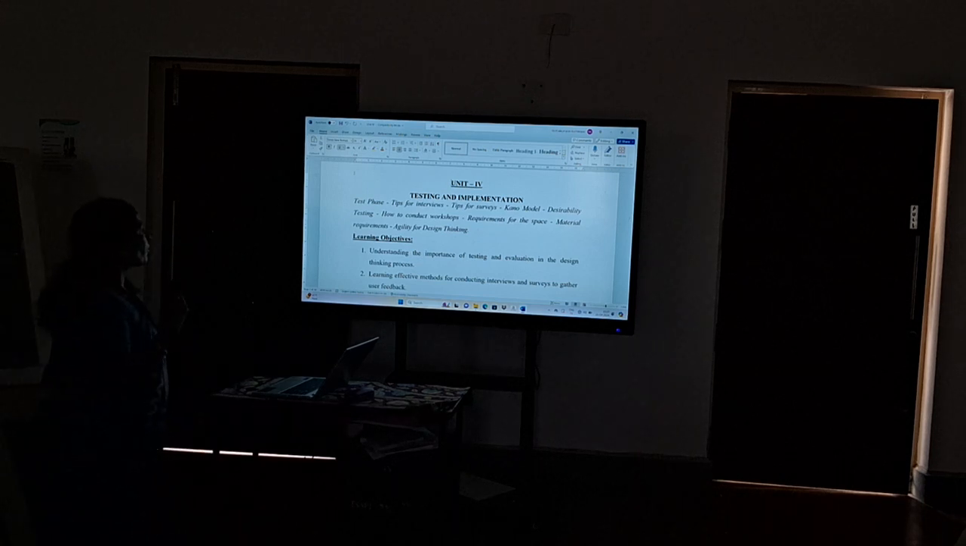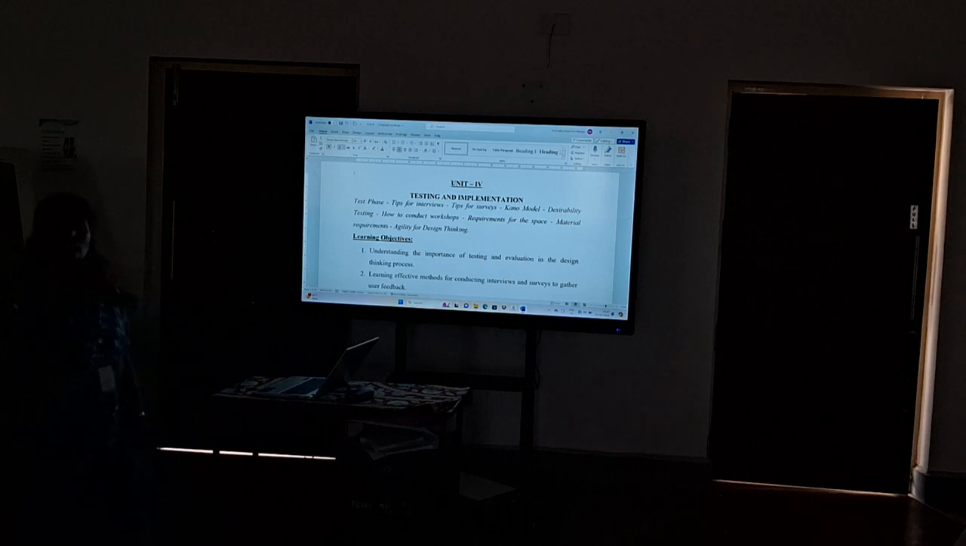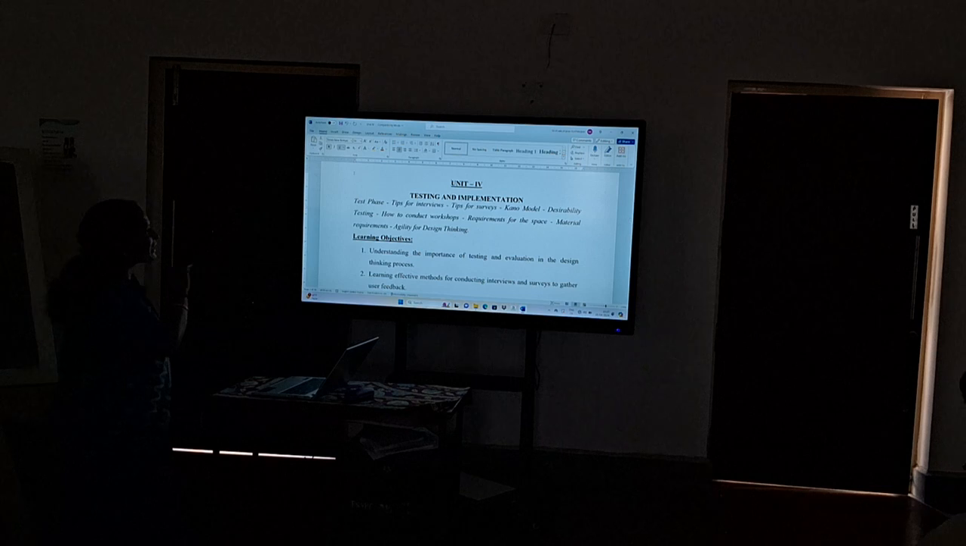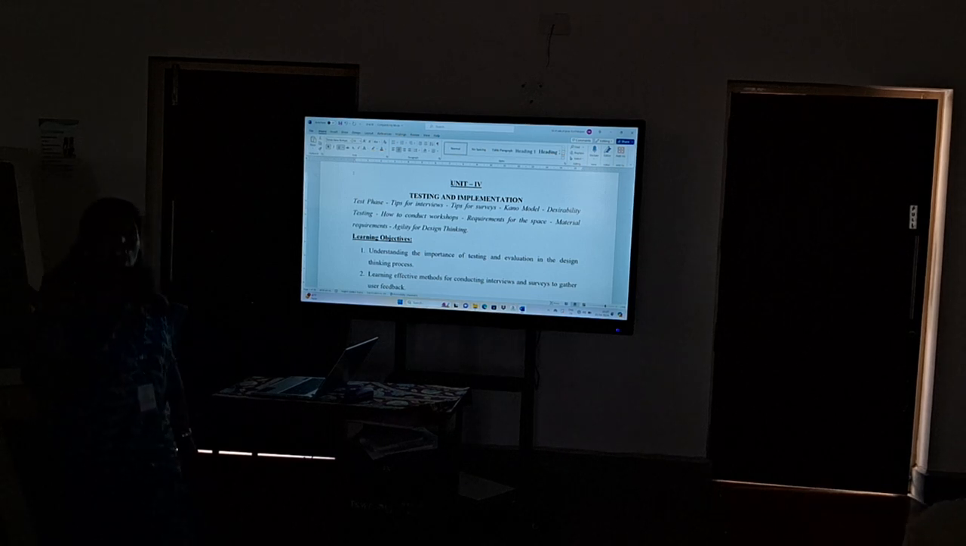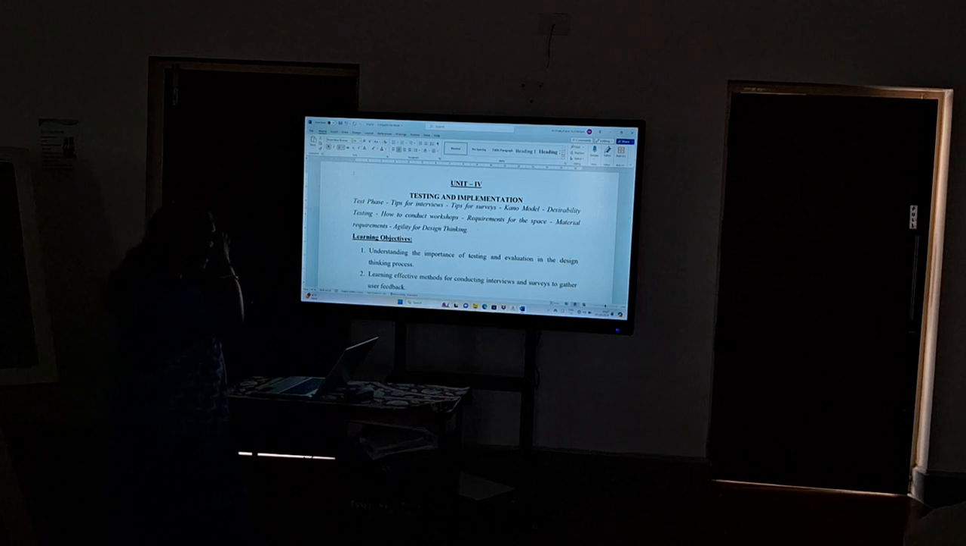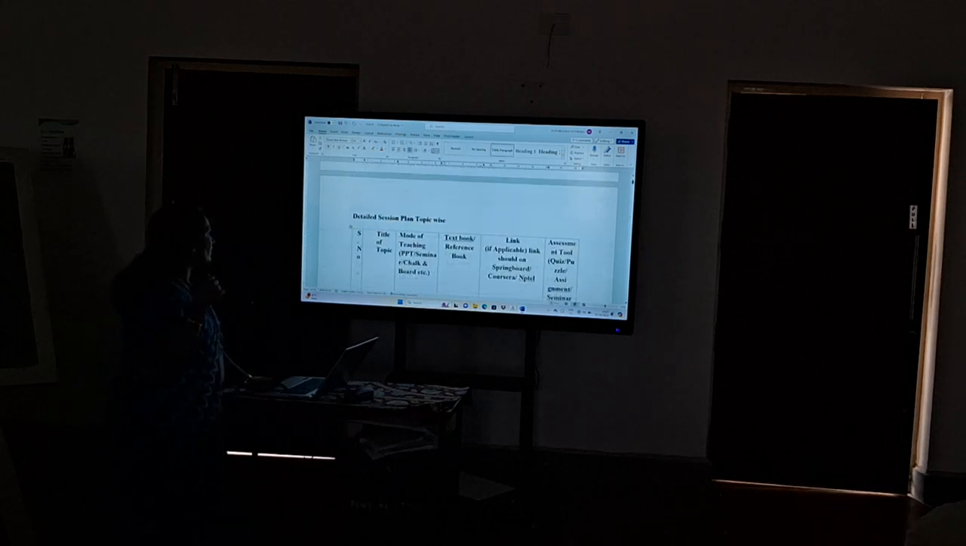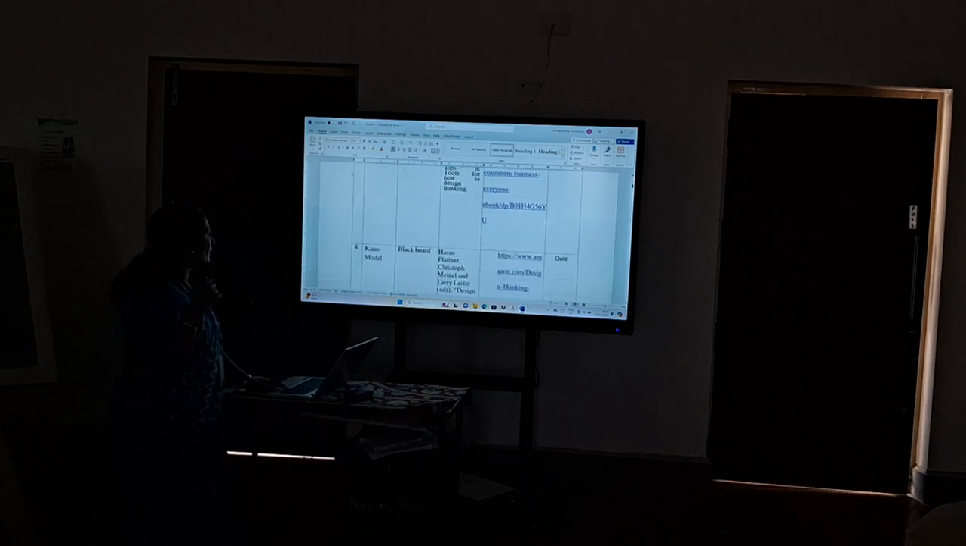We follow various methods to test. Tests for interview means we will be using interview as one of the testing mechanisms. Survey is one of the testing mechanisms, and the Kano model is mainly for user testing and usability testing. These are the various things we are going to deal with in this. The learning objectives and all, you just go through from your book.